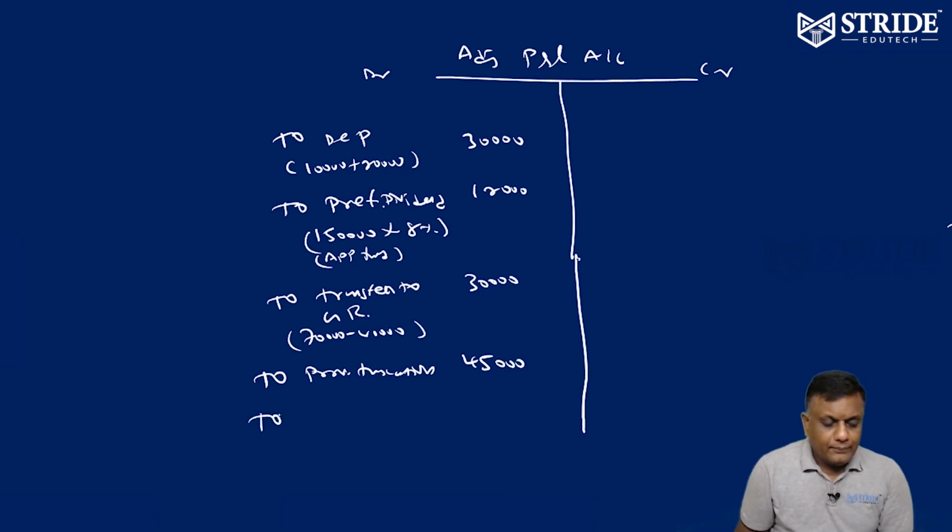Next, proposed dividend. Proposed dividend opening 42,000, closing 50,000. Closing we have to post in the adjusted P&L account, and opening to be treated as an application of funds. To proposed dividend closing, adjusted P&L account; opening, application of funds.